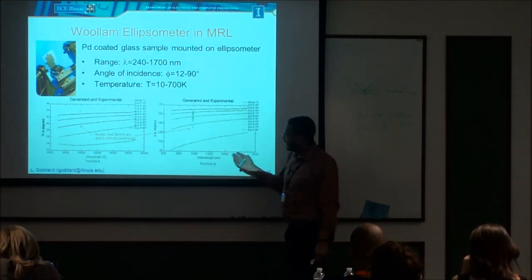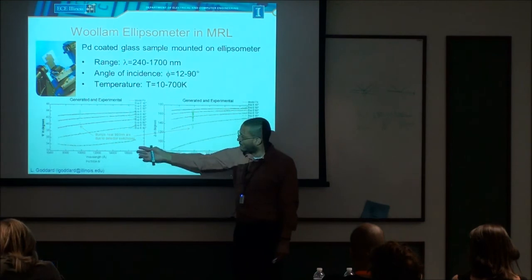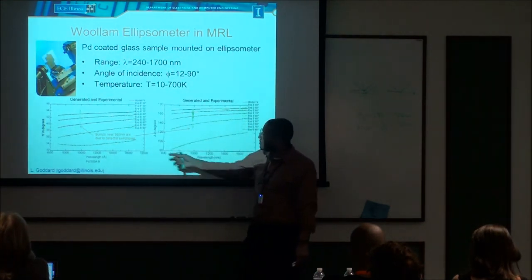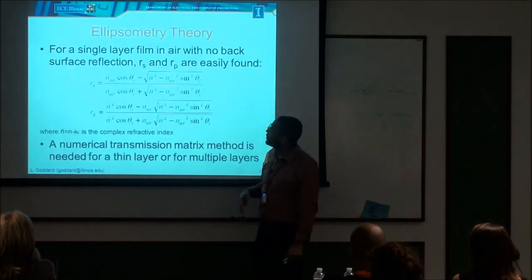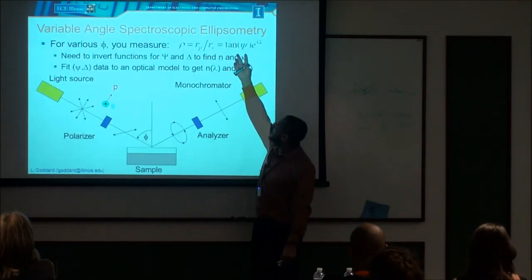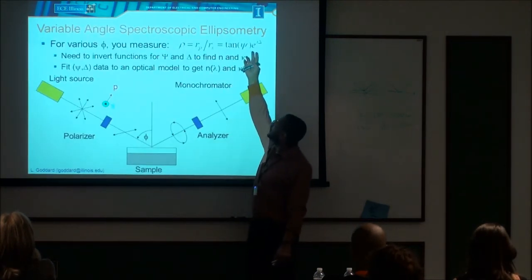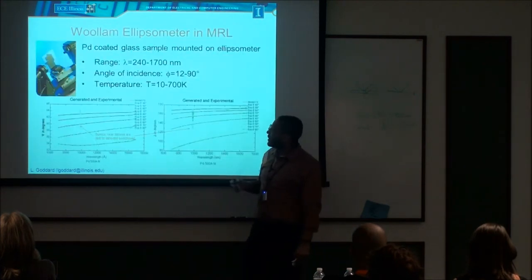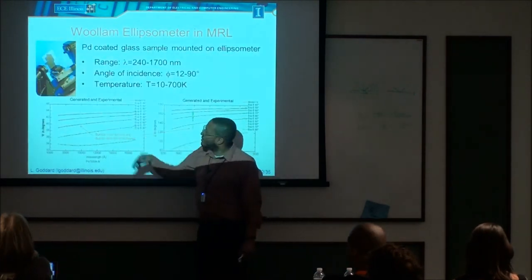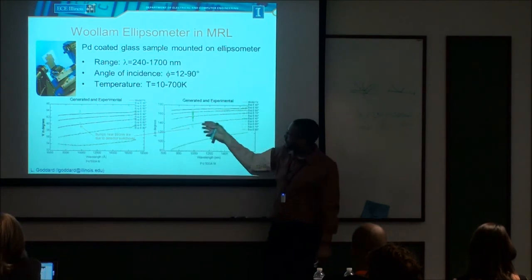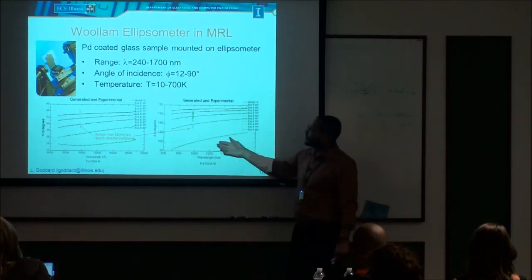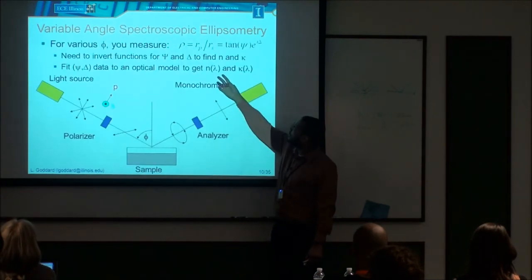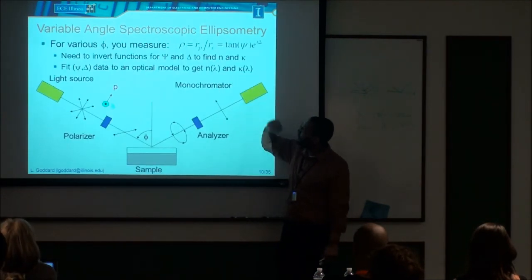So as a function of wavelength, and for whatever reason, some of the plots are in angstrom, some are in nanometers, you measure the psi, which tells you the amplitude ratio. So if you look at this, tangent of psi tells you something about the amplitude, delta tells you something about the phase. So you measure this at different angles of incidence. You measure the amplitude and you measure the phase, and from that you fit it to a model. So there's some model for your n as a function of wavelength and kappa as a function of wavelength.